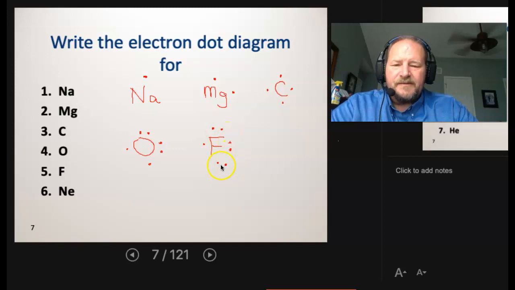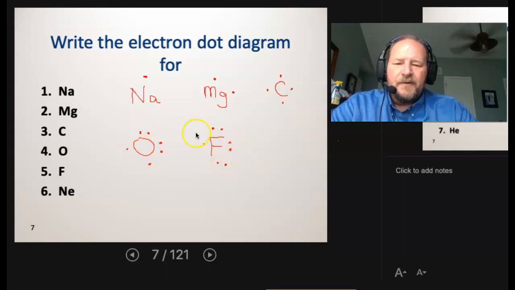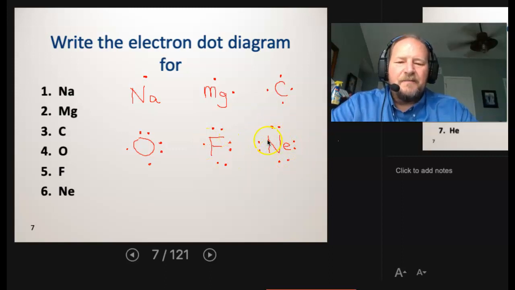So I have 3 pairs and 1 single electron. For the oxygen, we had 2 pairs and 2 single electrons. So remember, we were making lone pairs here. These are going to be our non-bonding pairs. And so what we're going to find out is fluorine can only make 1 bond. Last but not least, we have neon. Neon is in group 8A, has 8 valence electrons. So I have 1, 2, 3, 4, 5, 6, 7, 8. And that's a noble gas. And of course we have 4 pairs, so it's not going to make any bonds.